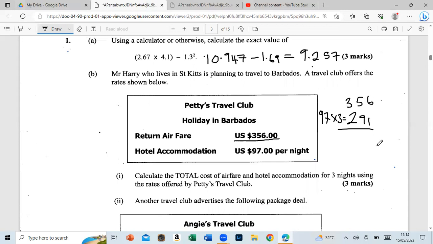So this will give us 7, 9 and 5, 14, 4 carry 1. So that gives us a total of 647 US. Quite a big jump for a vacation, but you know, go already, guys.